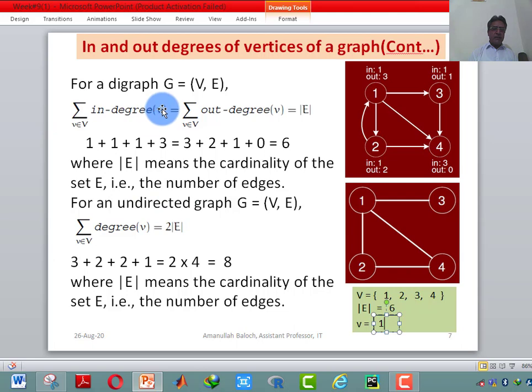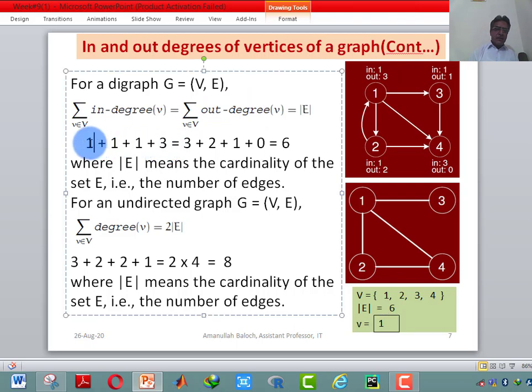Then for the in degree of v, here we will take the in degree. The in degree of 1 is 1. Here v belongs to V, and now we take the out degree. The out degree is 3. So for in degree we write 1, and for out degree we write 3.